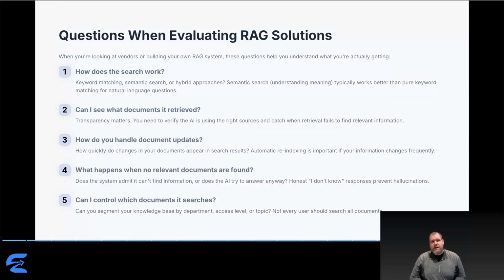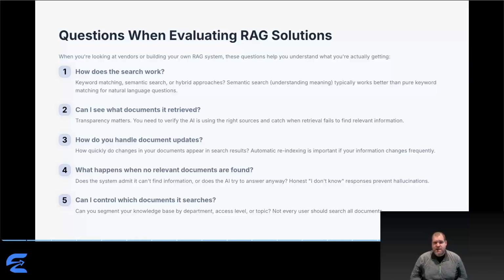So when you're evaluating RAG solutions, these 5 questions help you understand what you're actually getting. First, how does the search work? Keyword matching, semantic search, or hybrid? Semantic search typically works much better for natural language questions because it understands meaning, not just matching words. Second, can I see what document it retrieved? Transparency matters. You need to verify the AI is using the right sources and catch when retrieval fails to find relevant information. Systems that hide this are harder to trust and debug.